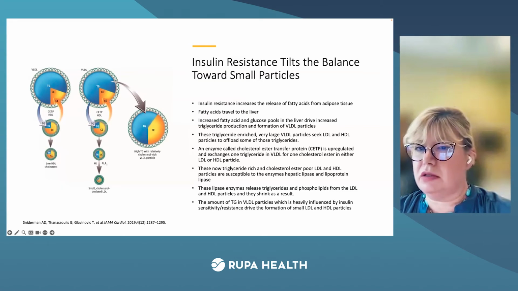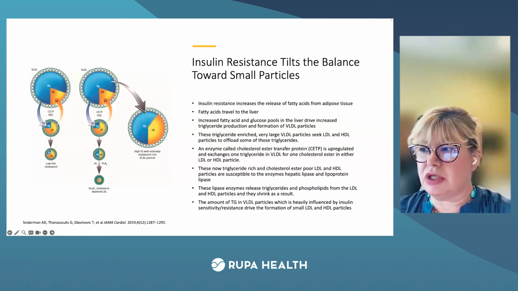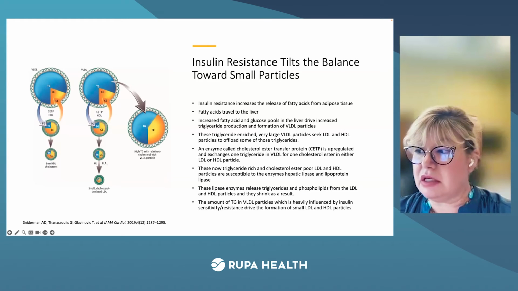Now, the reason why it's important to understand this is that this process is heavily influenced by insulin resistance. When insulin resistance occurs, it leads to an increased release of fatty acids from adipose tissues, as well as misutilization of glucose. As fatty acids and glucose pour into the liver, it begins to increase its triglyceride production. It generates very large, very low density lipoprotein particles. And of course, as you had seen in a previous slide, these particles are then continuously exchanging their triglycerides for cholesterol esters in order to reduce themselves in size and increase their density.